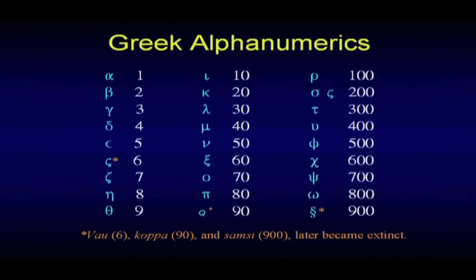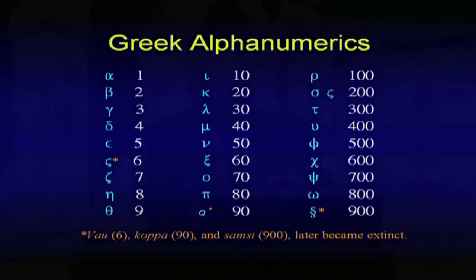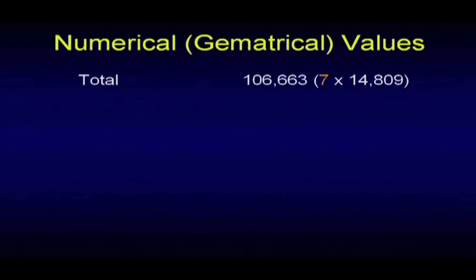In the Greek, Greek and Hebrew have the distinctive that every letter has a numerical value. So if that's true, and it is, then every word in the Greek has a numerical value. They call the study of that gematria. Now the total numerical values in the last 12 verses of Mark add up to 106,663. That's a multiple of 7 exactly. You've got to be kidding.